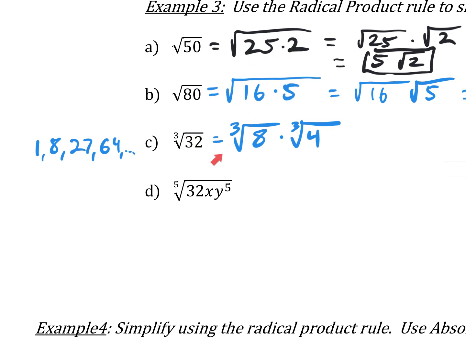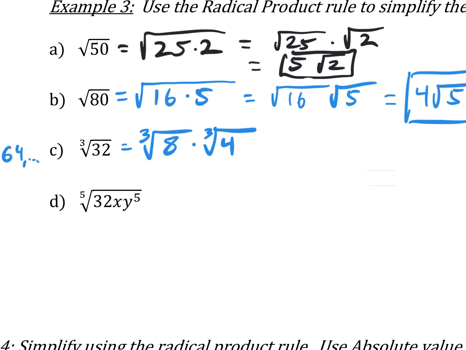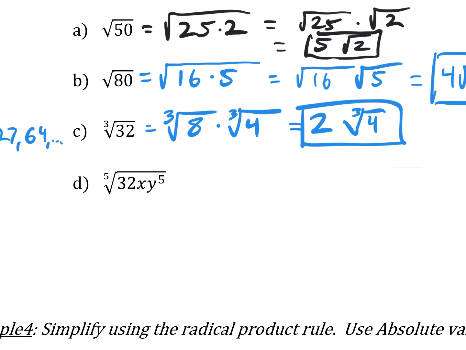We're taking this and we're breaking it into 2 square roots, or cube roots in this case. A cube root we can do and a cube root we cannot do. I know the cube root of 8. The cube root of 8 is 2. We don't know the cube root of 4. So we write this as 2 times the cube root of 4. Okay? Now we got fifth roots.